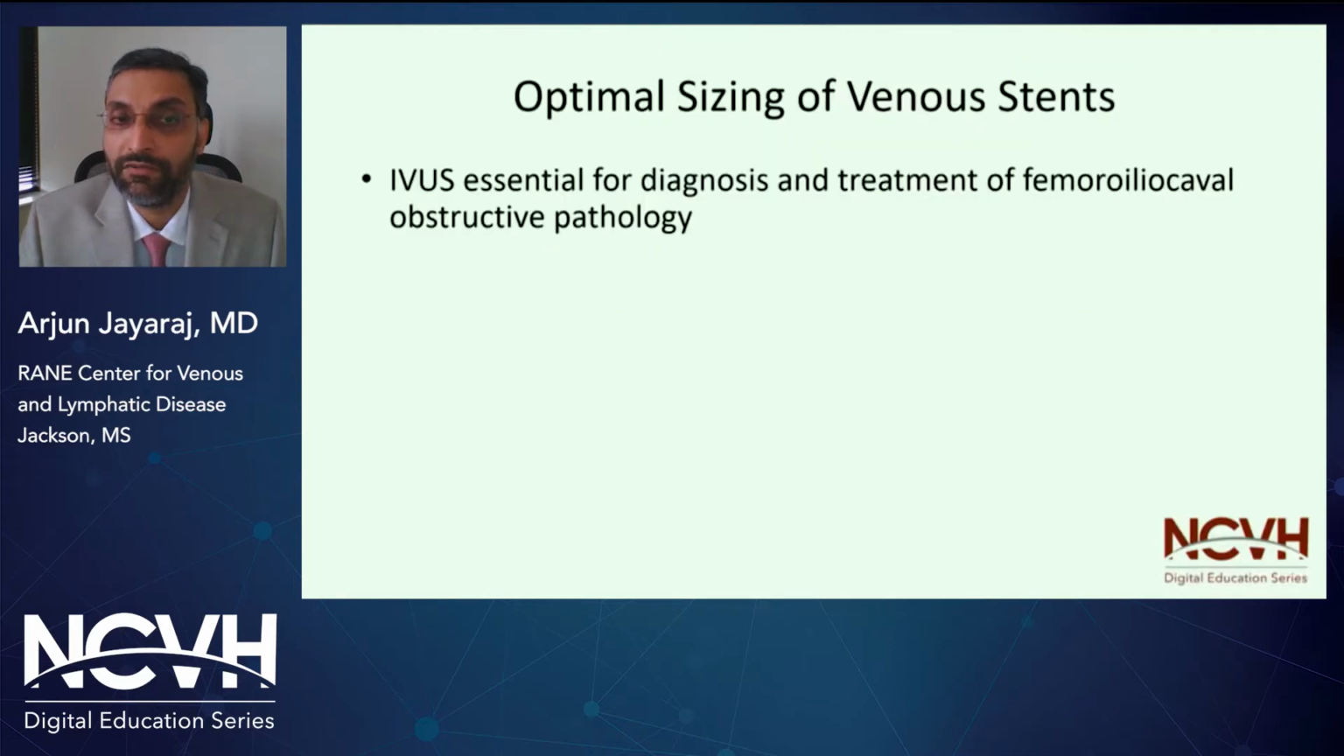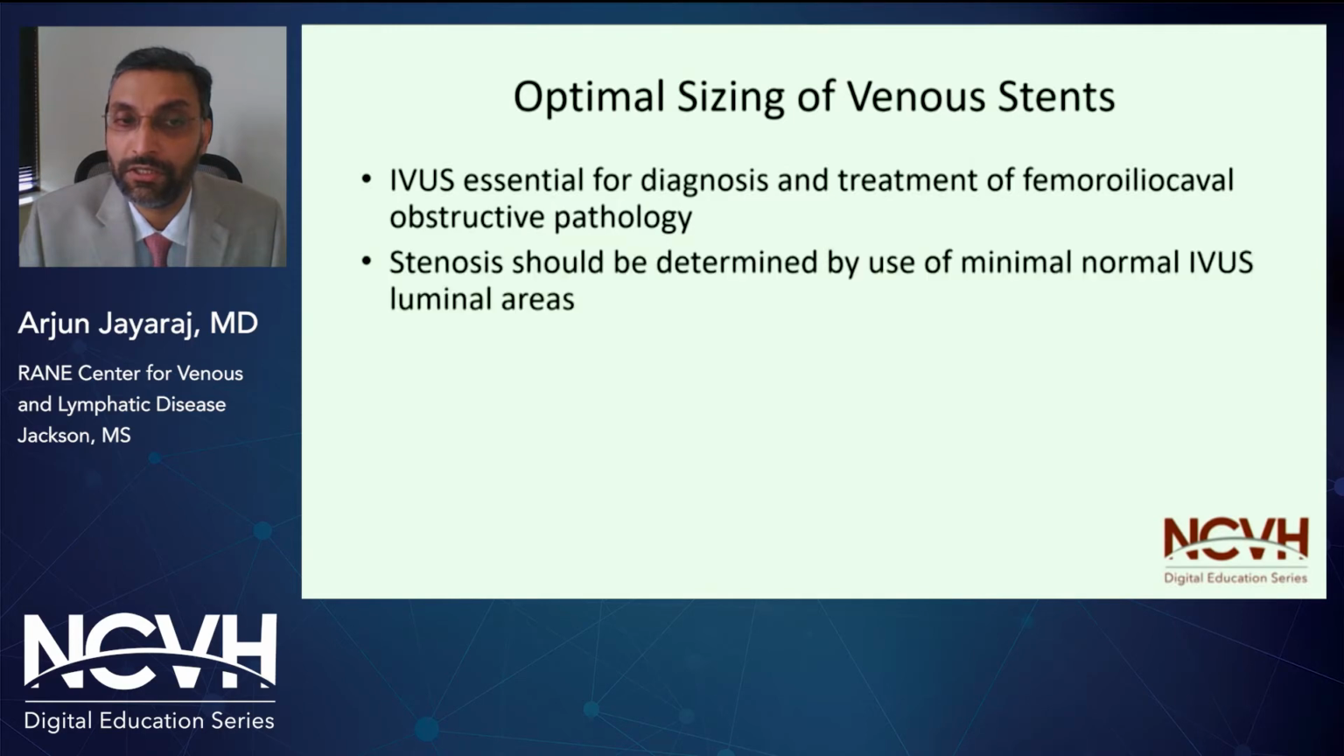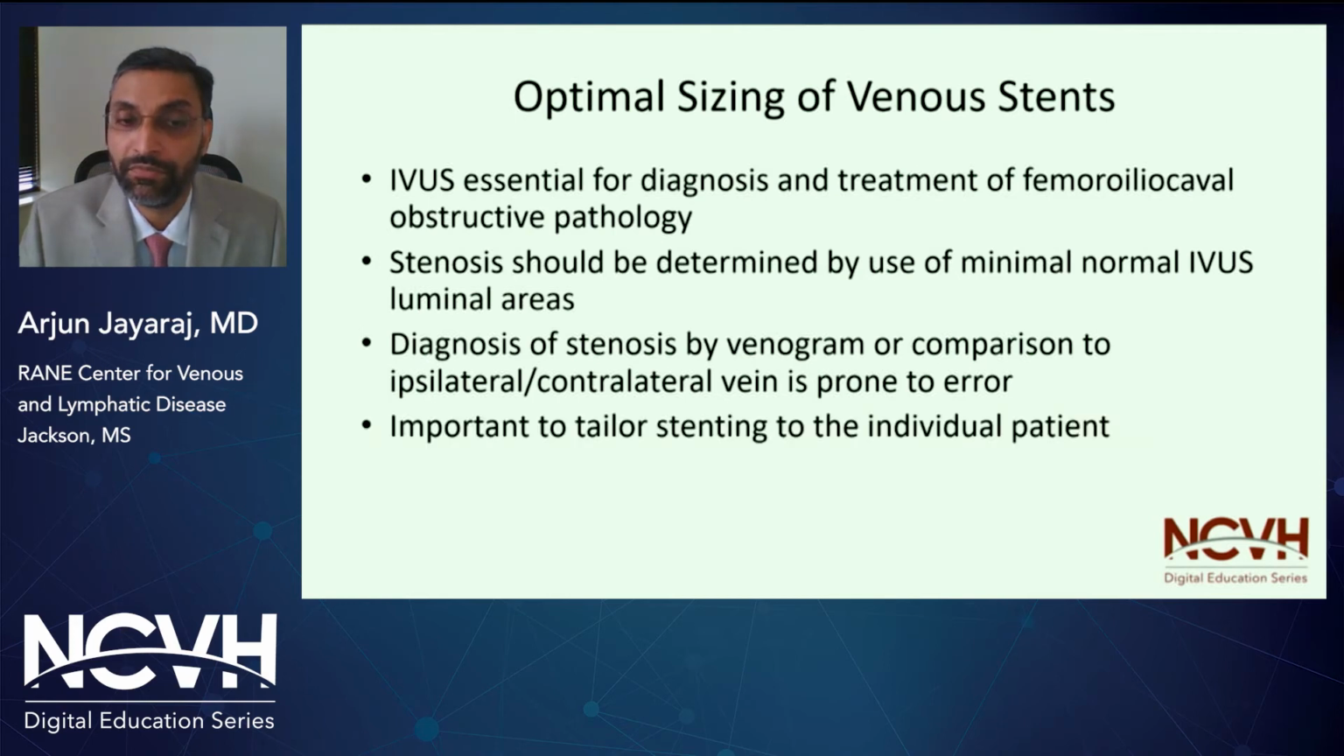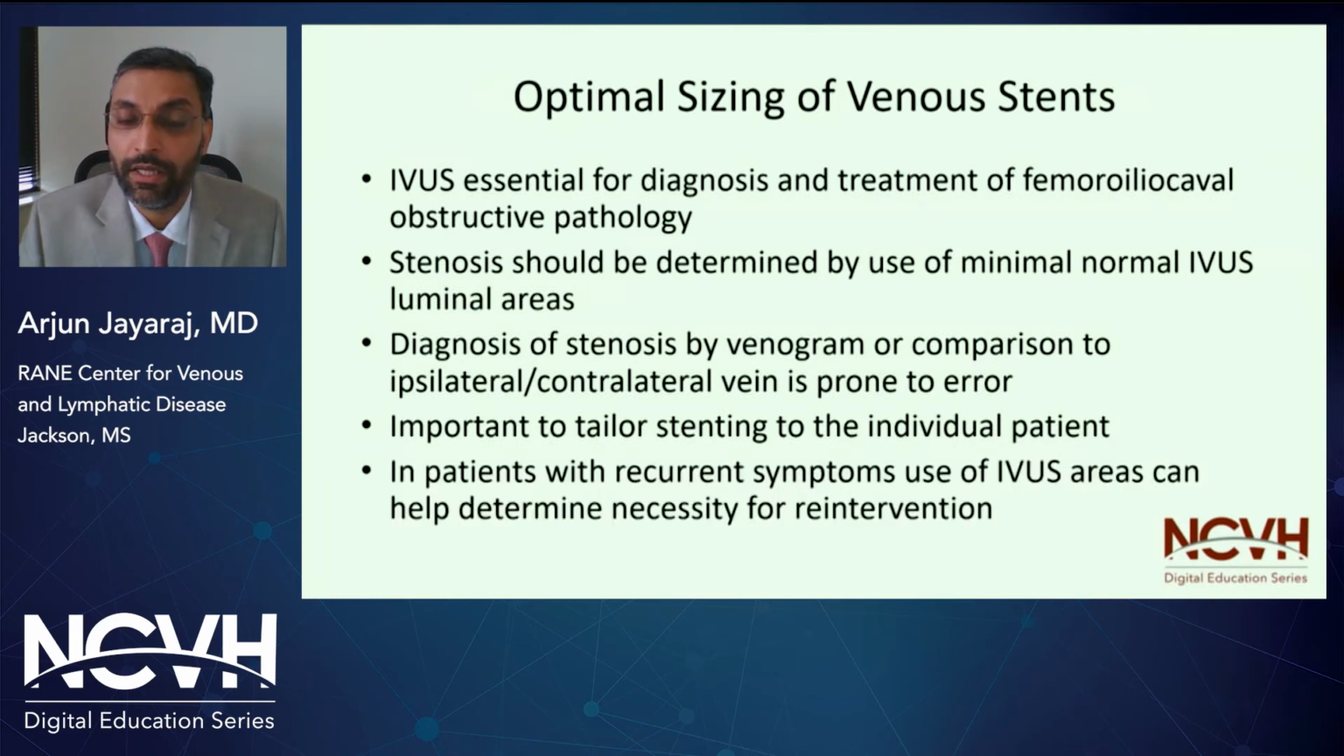In essence, IVUS is essential for the diagnosis and treatment of femoroiliocaval obstructive pathology. Stenosis should be determined by use of minimal normal IVUS luminal areas. Diagnosis of stenosis by venogram or comparison to ipsilateral or contralateral vein is prone to error. It is important to tailor stenting to the individual patient. And in patients with recurrent symptoms, use of IVUS luminal areas can help determine necessity for intervention.